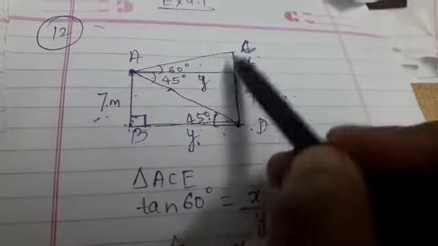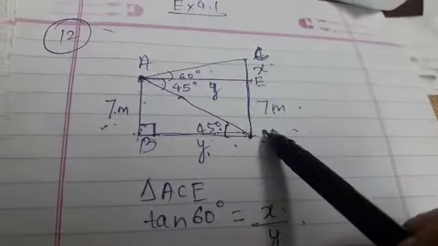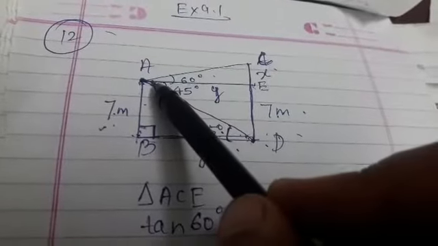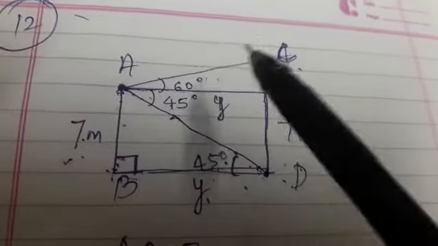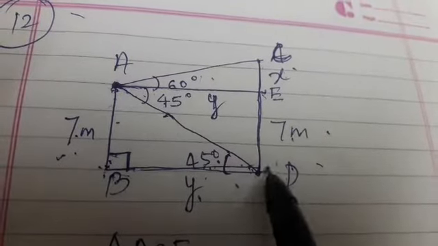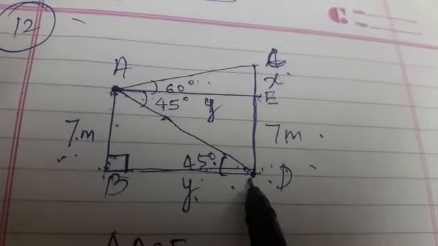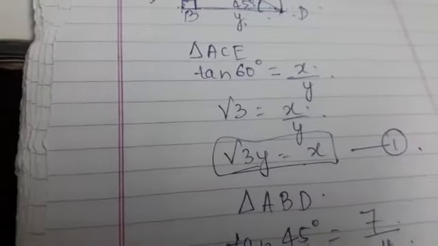This is a building, this is the tower. We have to find the height of the tower, and the angles formed which are shown here are 60 degree, that is the angle of elevation, and this is the angle of depression from this point to the foot of the tower. And then we take tan 60 and tan 45 and complete the answer.